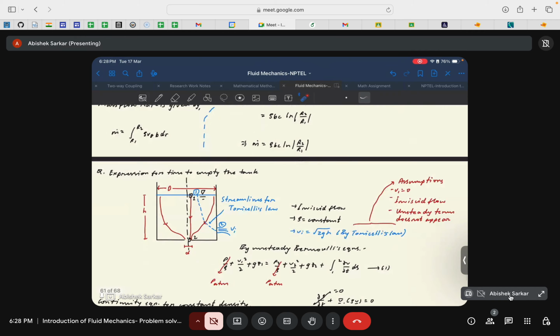So again we will discuss a similar topic that was discussed in the previous class: the problem regarding the time required for emptying a tank. We already discussed a similar thing, so I can just quickly go through it, because we discussed this in the previous class as an example, which is basically the application of the unsteady form of Bernoulli's equation. So we can quickly go through it rather than dwelling upon it for a longer time.